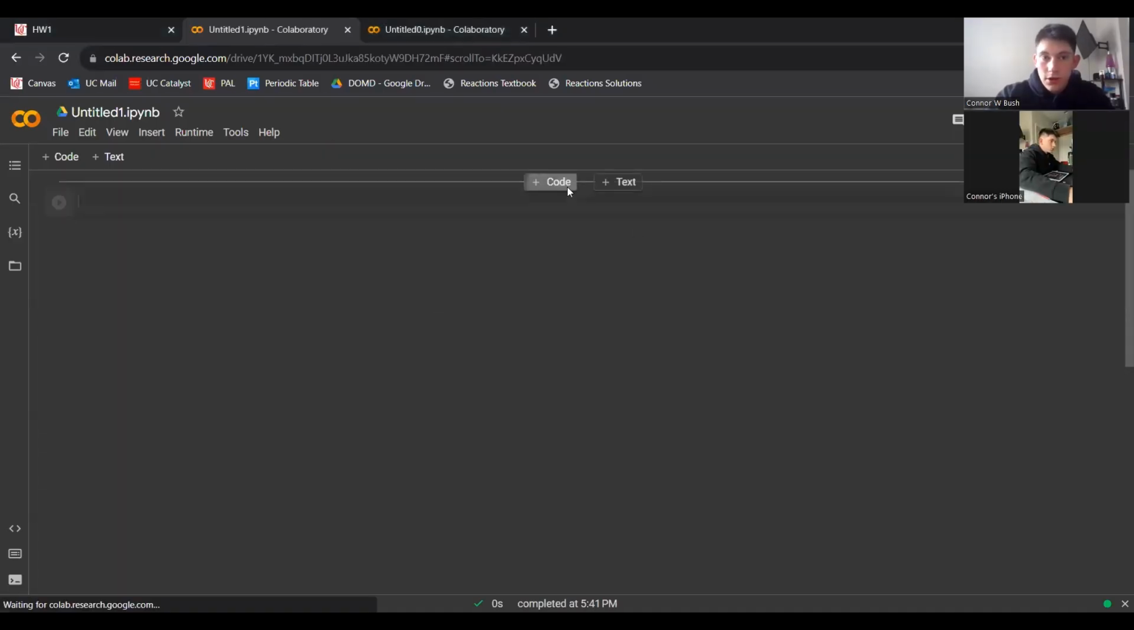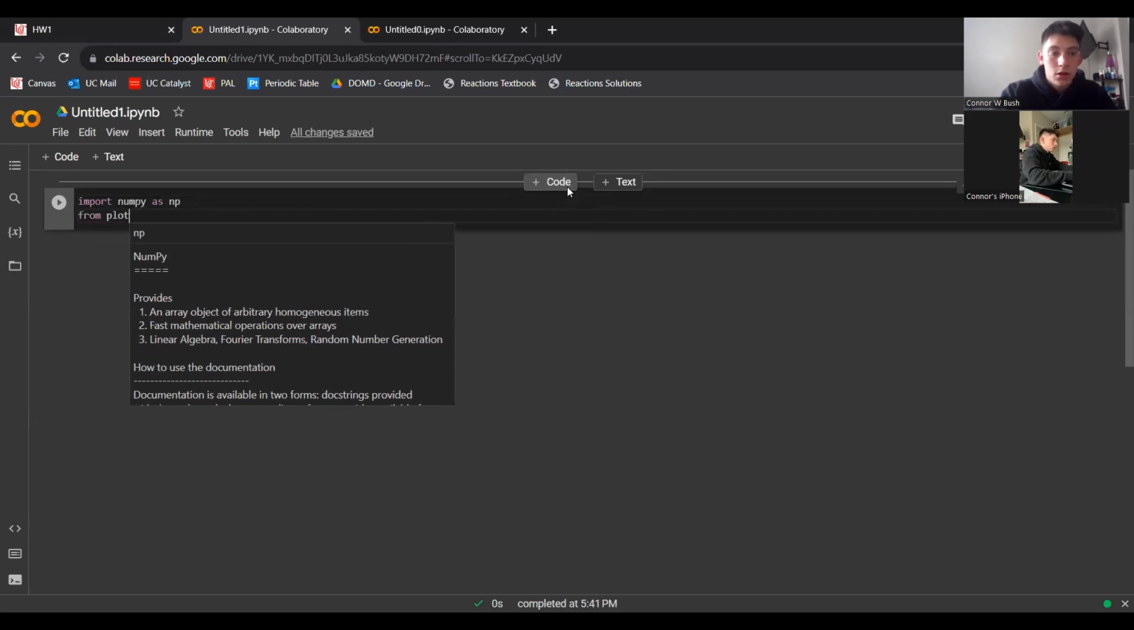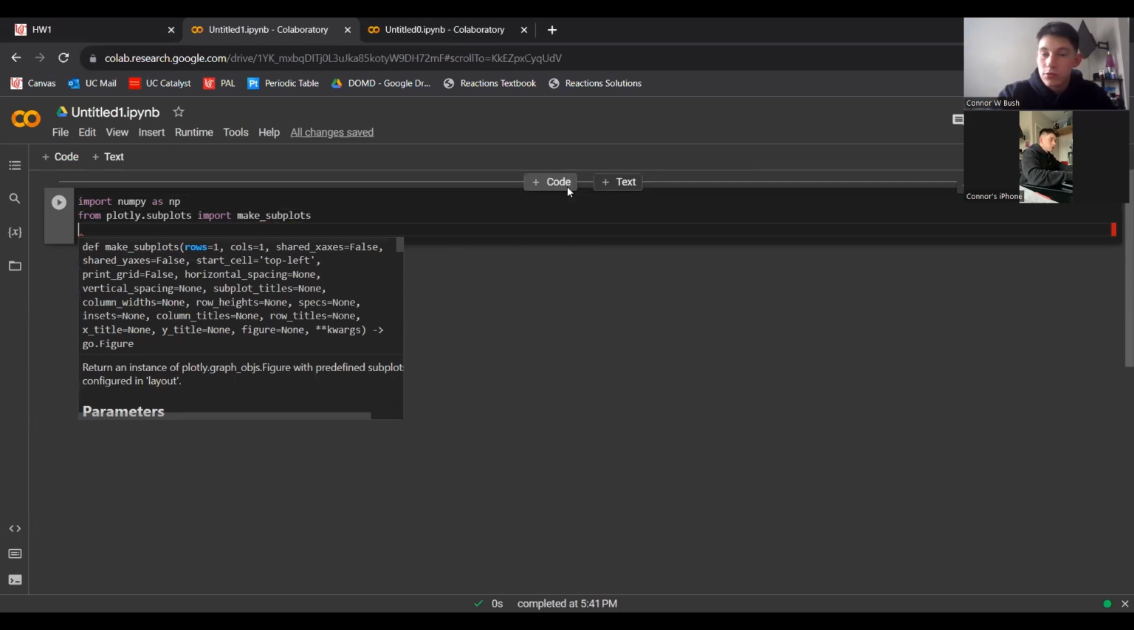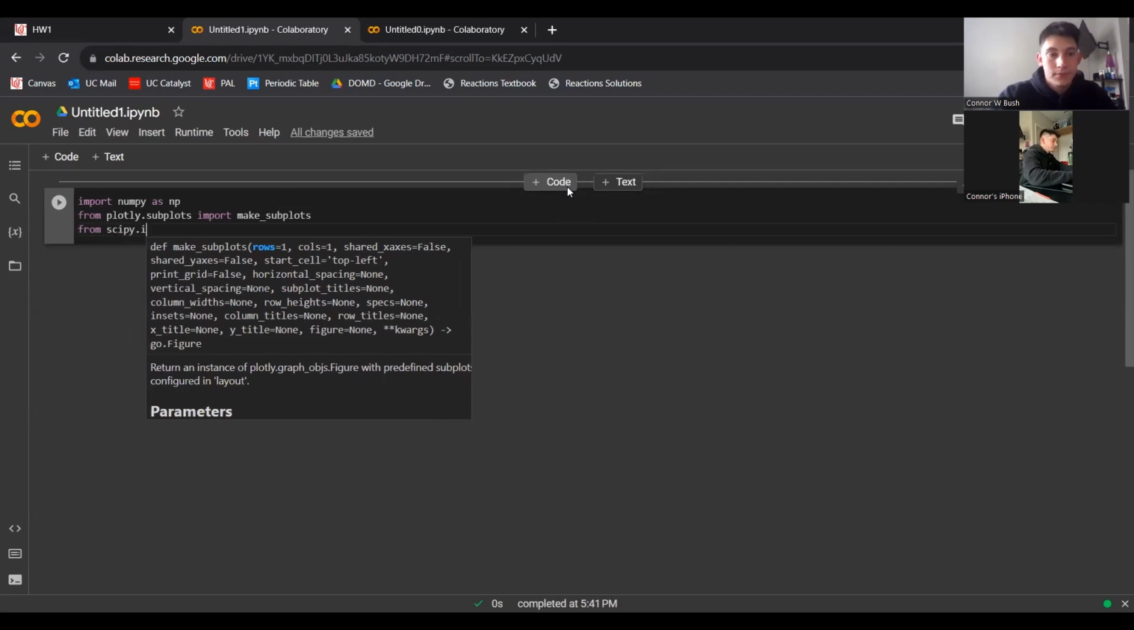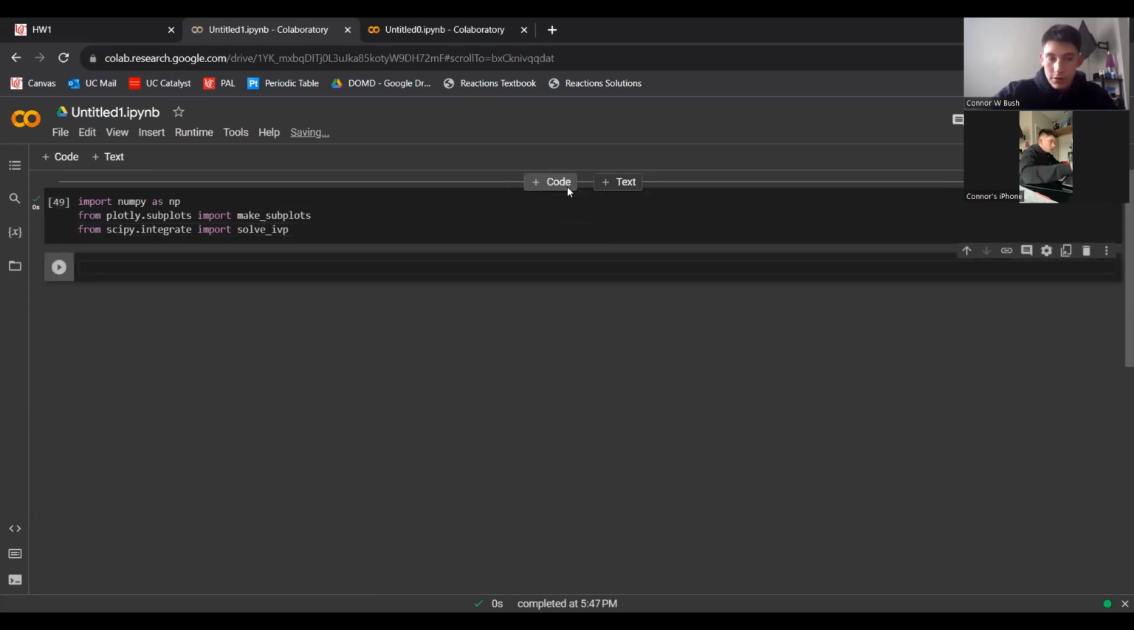All right, so now that we are in Colaboratory, we need to initialize 3 libraries. We're going to import NumPy. We are going to import our subplot library from Plotly. And then also solve initial value problem from SciPy. Okay, great. So now we need to initialize the parameters that are given to us.